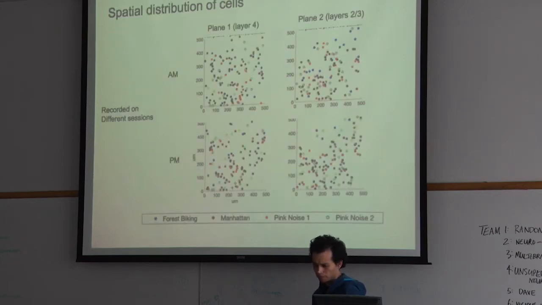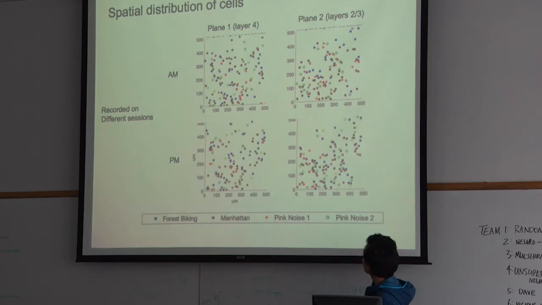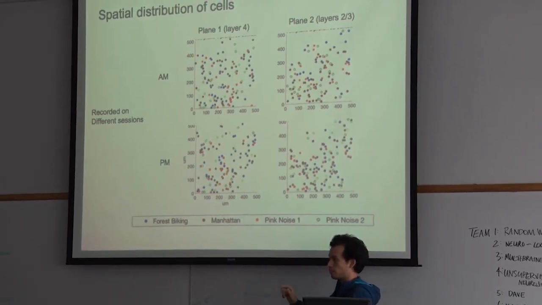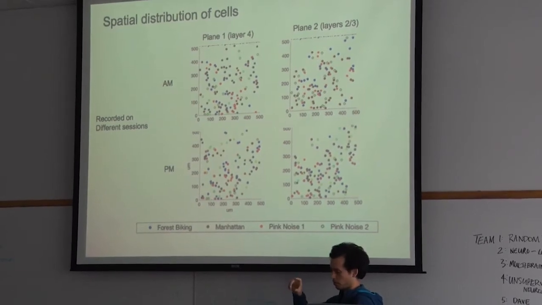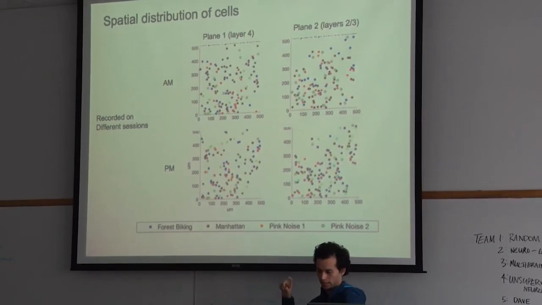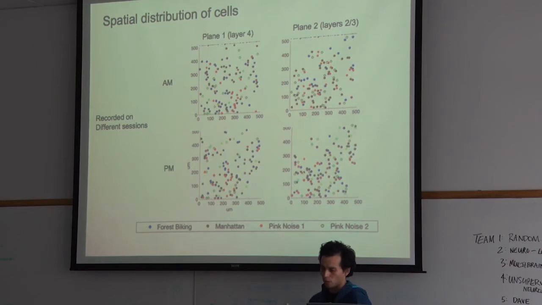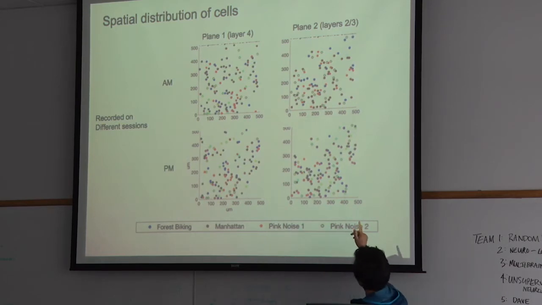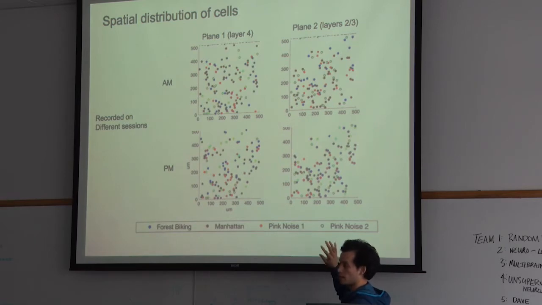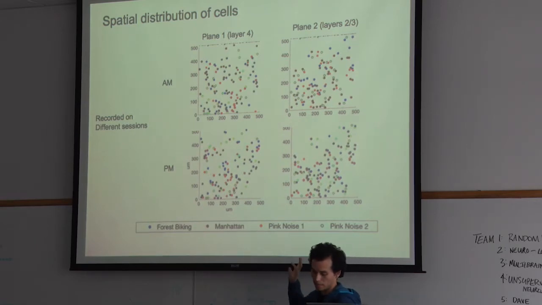Furthermore, to talk a little bit about the data, we were given data from two different layers. This is an area of 500 micrometers by 500 micrometers, with a separation of about 125 micrometers in height. We have AM and PM in the rows here, and we have plotted, identified by color, which one was the favorite stimulus for those cells. We have laid them on the space, and we don't see any particular spatial configuration of sensitivity.